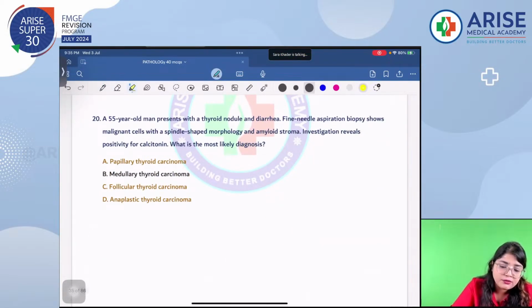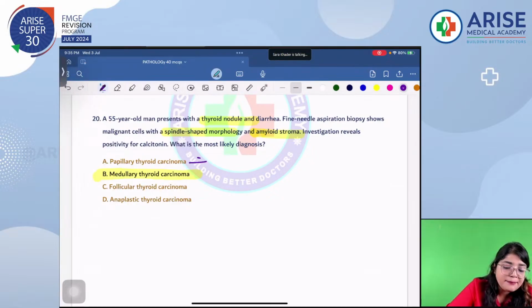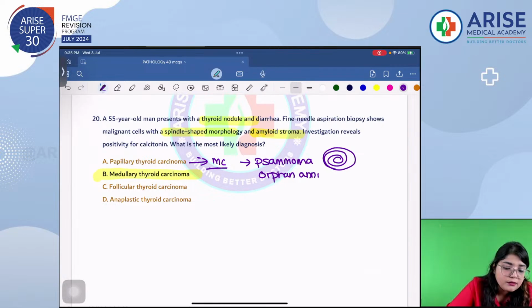Now, I have already told you about this. Amyloid, spindle-shaped, thyroid nodule. So most likely talking about medullary thyroid carcinoma. See, papillary is the most common. All of them are radiosensitive, associated with radiation, out of which papillary is the most common. It shows you the presence of psammoma bodies, dystrophic calcification, okay, plus you see Orphan Annie eye nuclei. Plus also coffee bean appearance of the nuclei.